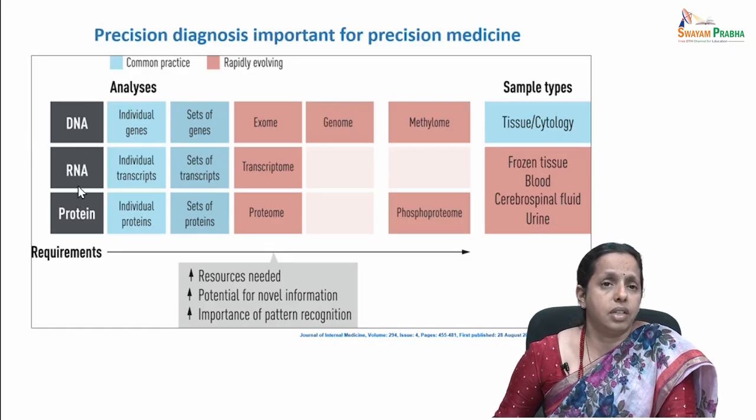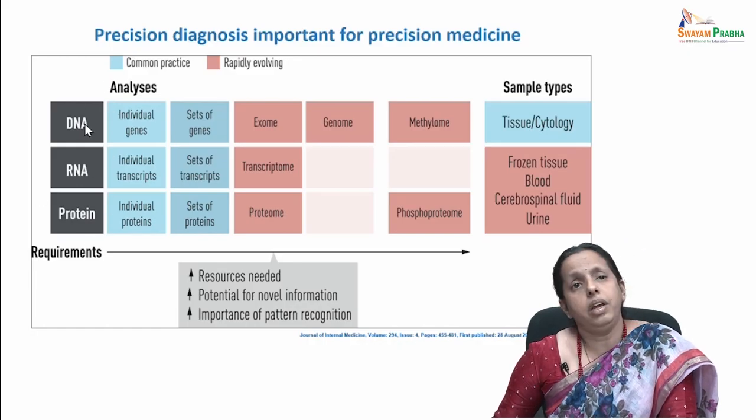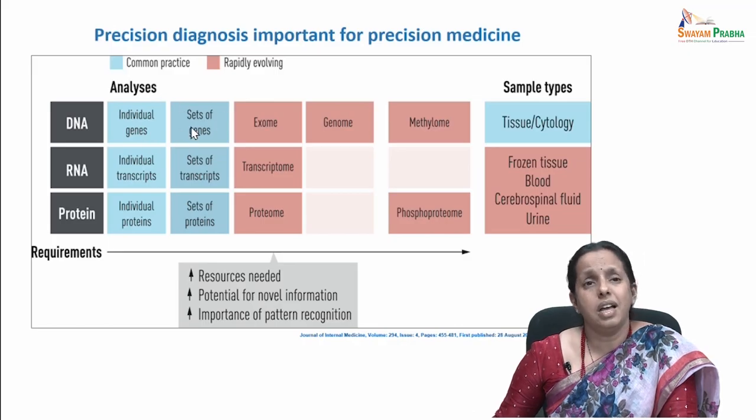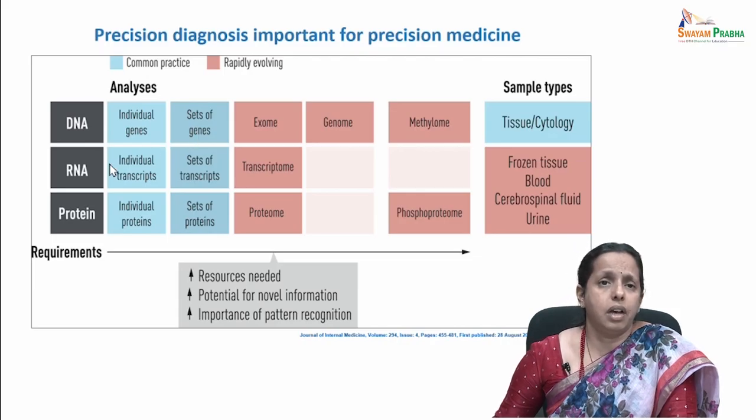or from your urine or the saliva, whatever. Mostly the currently used material is your FFPE. Then slowly a lot of approaches from cell-free DNA, ctDNA, are also gaining ground. Then you analyze, as a general practice, your individual gene or set of genes. You can even use your regular qPCR or real-time PCR in this case.